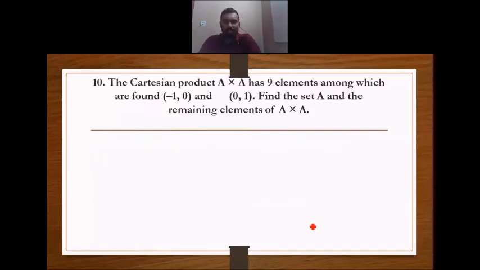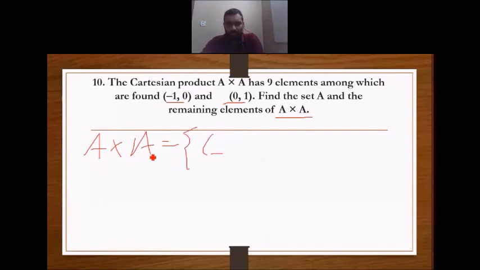The Cartesian product A cross A has 9 elements, among which are some given elements. These are the ordered pairs in A cross A. I told you earlier, in A cross A, the first element belongs to A, and the second element also belongs to A only. The second element belongs to the second set, which is A only.